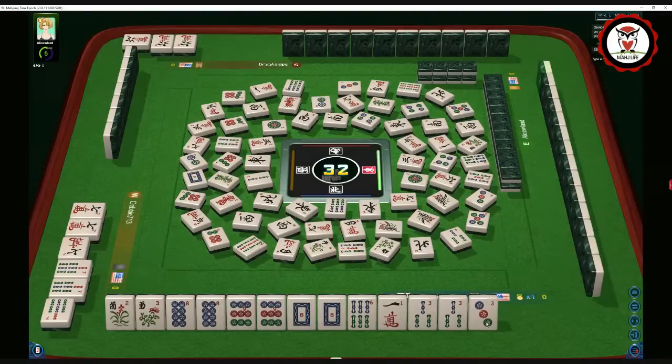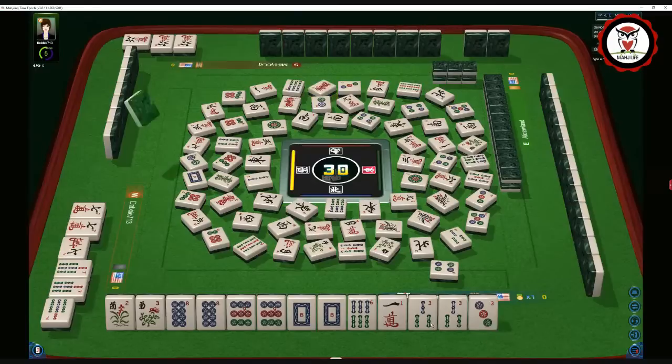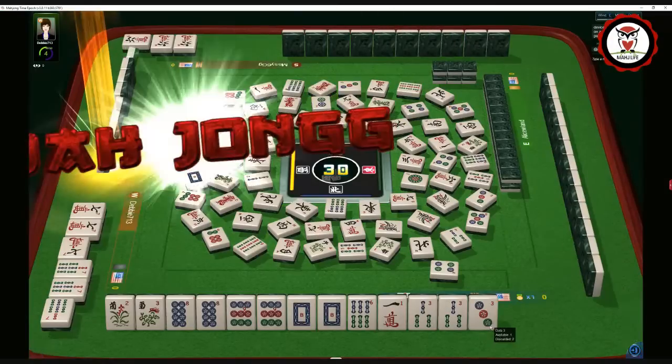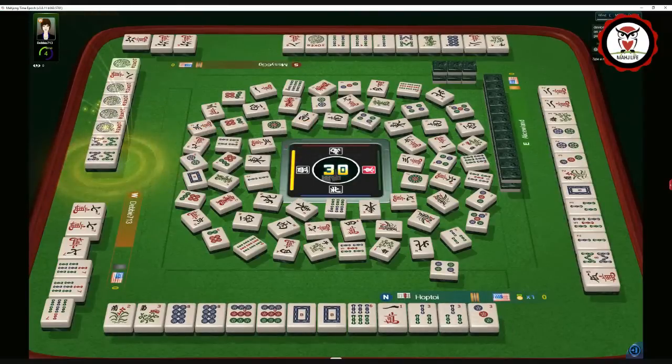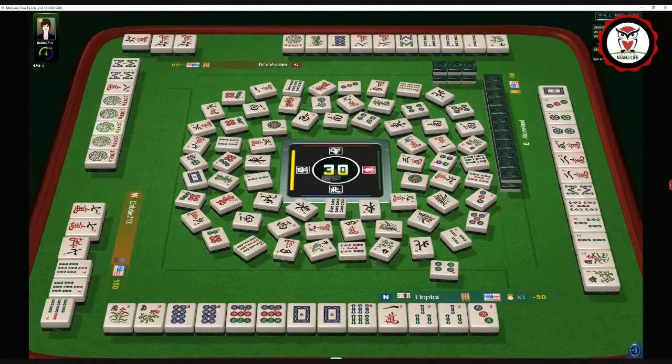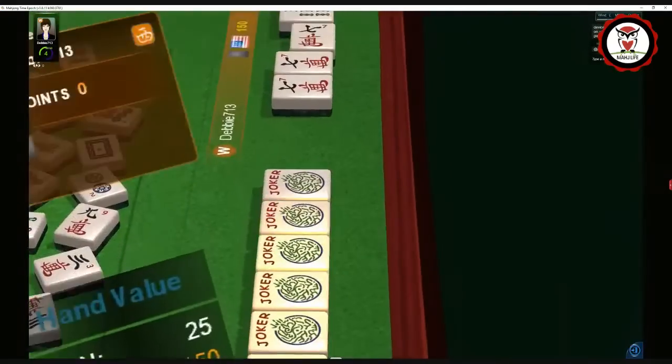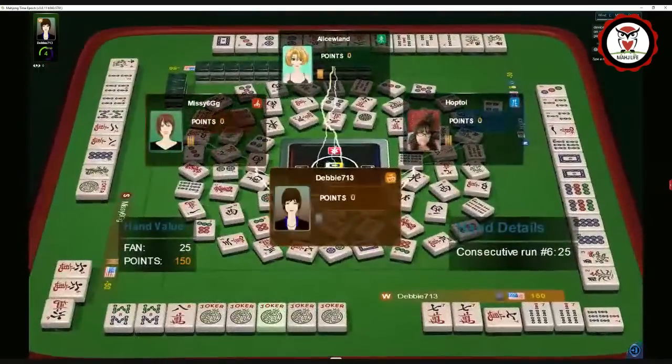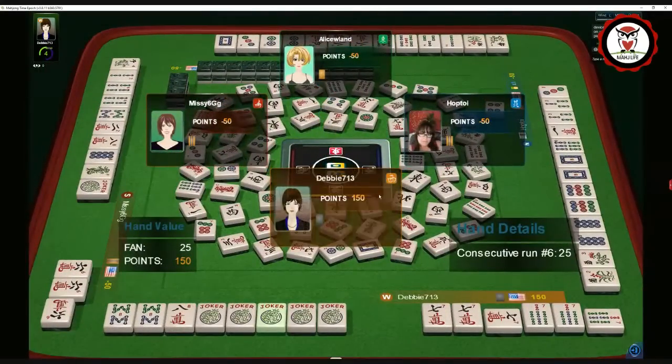We're going to let this 3 dot go next. 4 dots. Red dragon. Nobody wanted the 3 bams. Oh, there's our, whoa, look at the jokers. 5 jokers. Oh my goodness. You can't fight that much. I surrender. 7, 8, 7, 8.